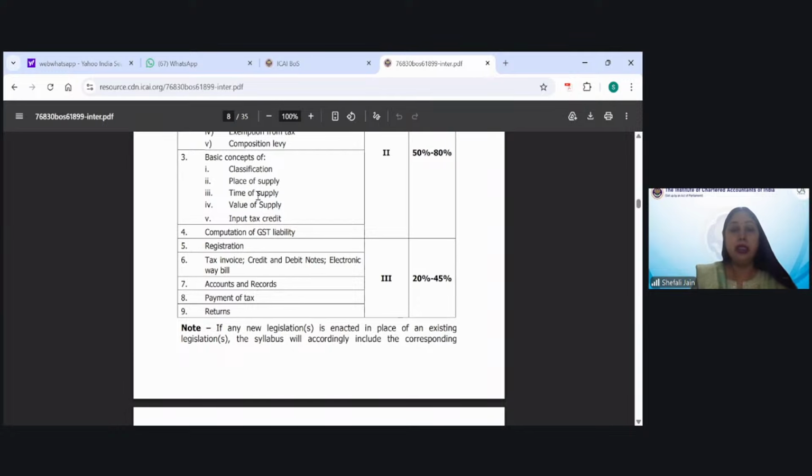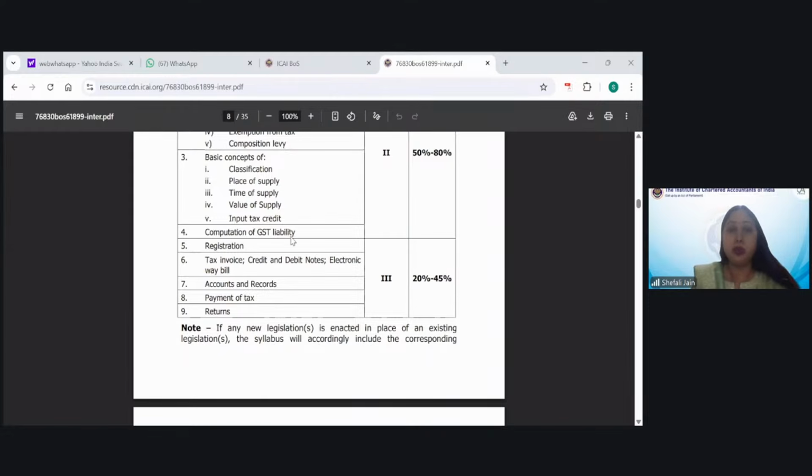So basically the portion till input tax credit and computation of GST liability, this comprises section 2, the biggest section, which carries the highest weightage. So this is how you have to prioritize your studies as well as your revision also.